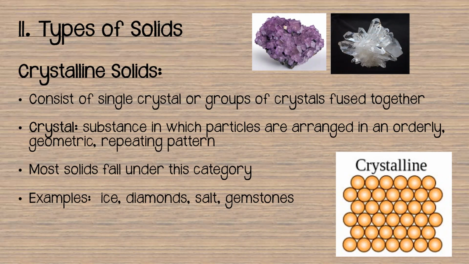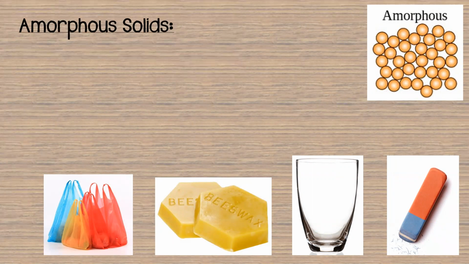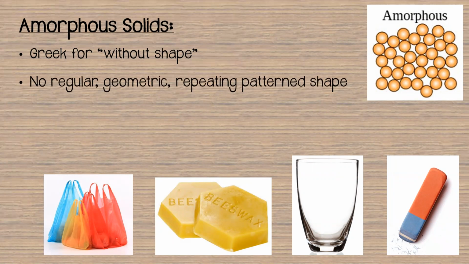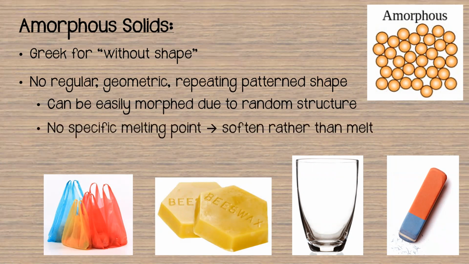If you looked at these under a microscope, you would see something like this picture here, a very orderly arrangement of the molecules. The other main type of solid is called amorphous solids, and the name kind of gives it away. Amorphous is Greek for without shape. It can morph, if you will. So these solids do not have a regular geometric repetitive pattern, so they can be morphed more easily into random structures.